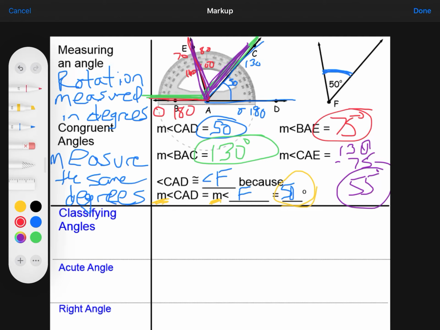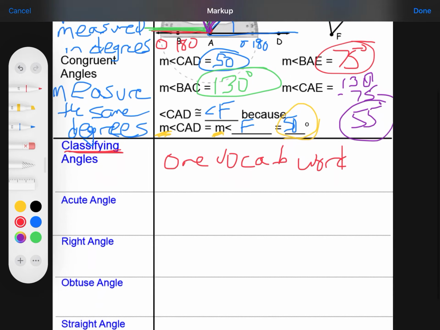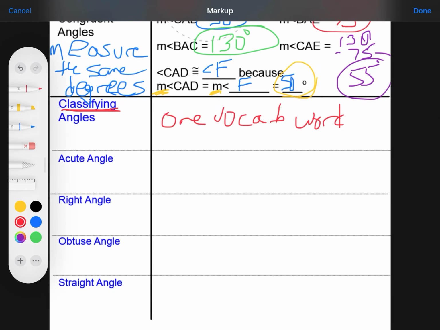And then after you do that, you're going to have to learn how to classify angles. Classify angles is simply choosing one vocab word of these 4 words below. Every angle can be classified as either acute, right, obtuse, or straight. The one that you probably know the best from a previous class would be the word right. Right angles are equal to 90 degrees.